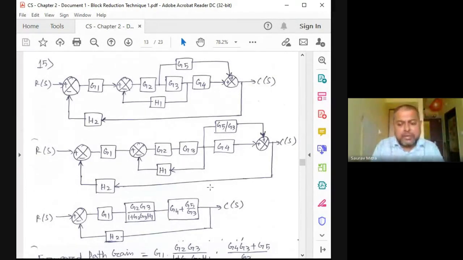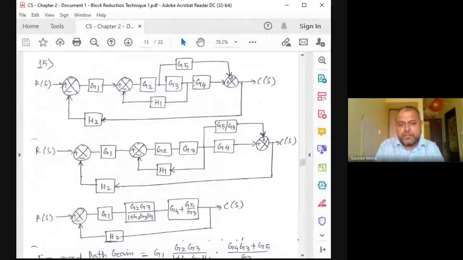Here, I know time is there, so just give me 2 minutes. What we can do is, first we will shift this point after G3. Both are positive summing points. If you take this point after G3, G5 becomes G5 by G3. Because now if you take it from here, G3 is not multiplied with the signal. But if you take this point after G3, the signal gets multiplied with G3 and then it is forwarded. But G3 was actually not there originally, hence whatever is being forwarded is more by G3 times. So you have to compensate that here. So G5 by G3 it becomes.